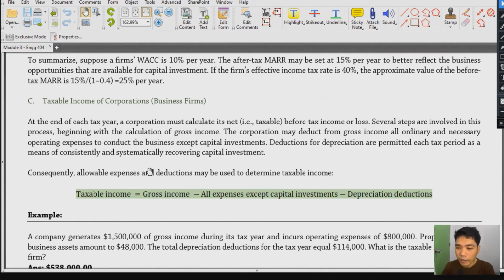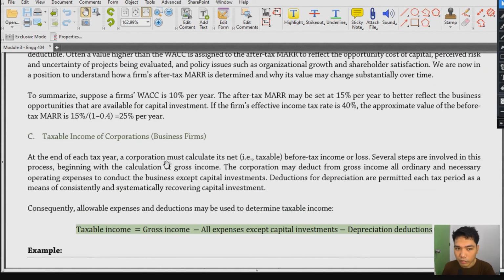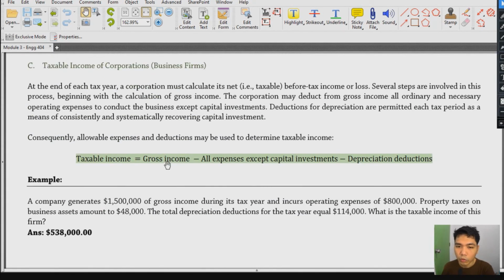And then, again, lastly, we have this taxable income of corporations or the business firm. So, yung pwedeng taxable income lang for any corporation would be the gross income minus all expenses of the capital investment minus the depreciation deduction. So, yun lang yung pwede natin taxan. So, ito yung parang sineset sa mga ating mga companies. Though, I'm not really sure kung ito pa rin nag-a-apply sa Philippines, but consequently, we just have to use this.